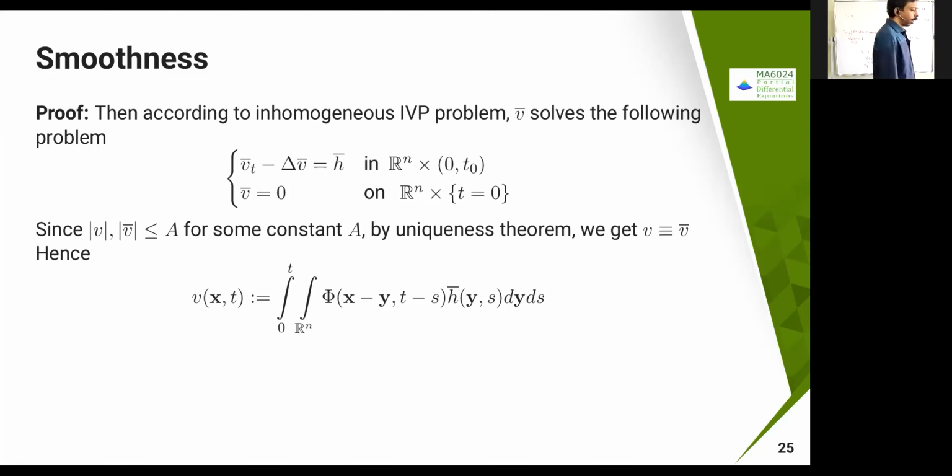But from the previous Cauchy problem, what you can see is that if v and v bar are less than or equal to some constant a, because it is going to be bounded, then by the uniqueness theorem, you can claim that your v and v bar are going to become the same. So in that case, v equal to v bar equal to pi of x minus y, t.